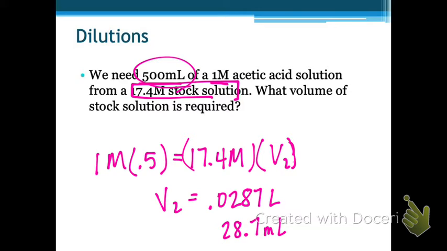So I want us to watch a little video about how to make a dilution. Now that we know the math that goes behind it, I've got a video here about how to make a dilution, so I want to show that real quick.